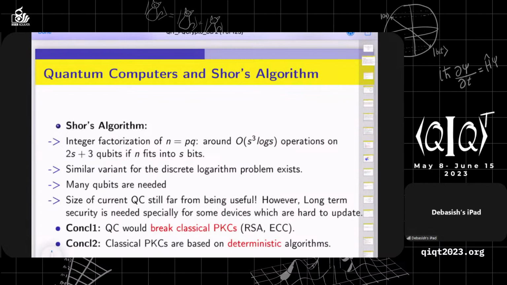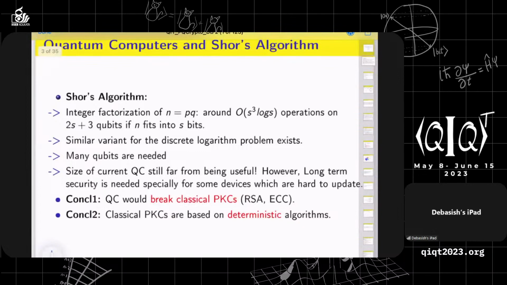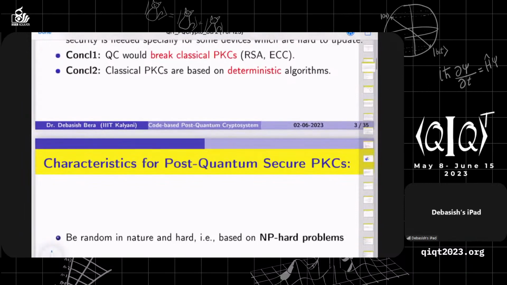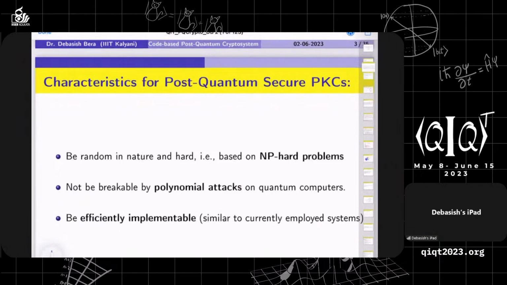So the idea people found here is that if we can identify algorithms which are non-deterministic, there may be a chance that we can exploit them in the quantum era also. That's the idea exploited in post-quantum security systems. The characteristics of a post-quantum secure PKC system should be that it is random in nature and a hard problem. In algorithmic terms, it is a non-deterministic polynomial time hard problem, an NP-hard problem, and should not be breakable by polynomial attacks even on quantum computers.